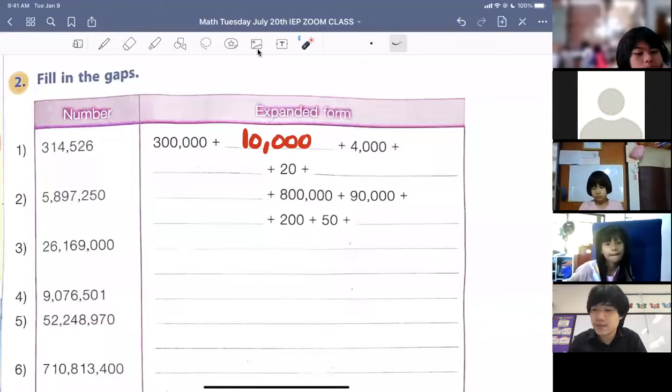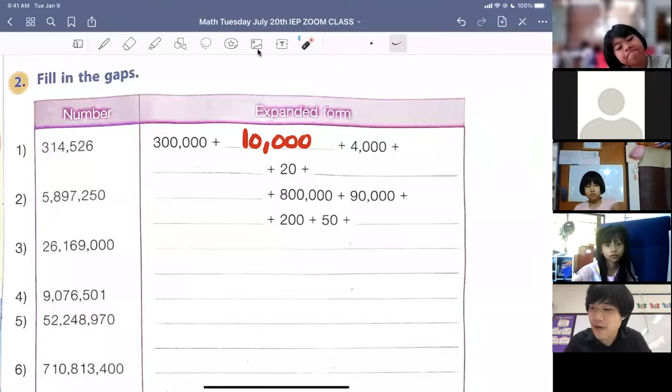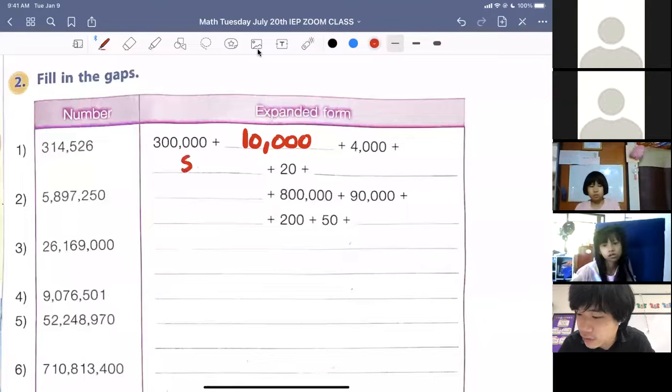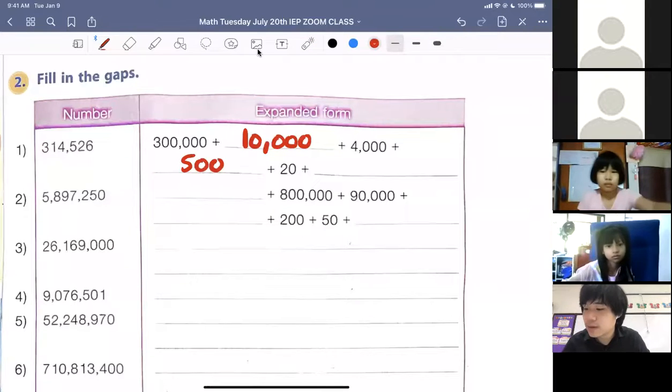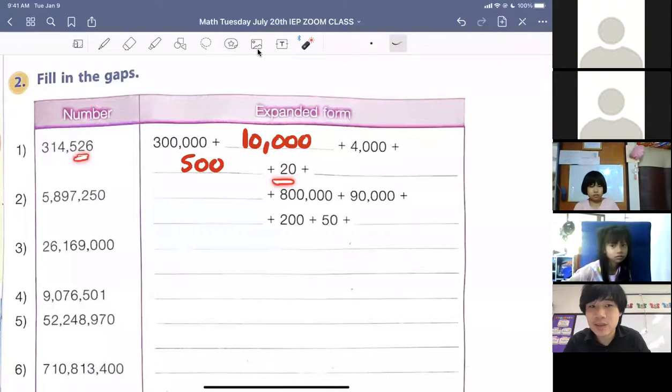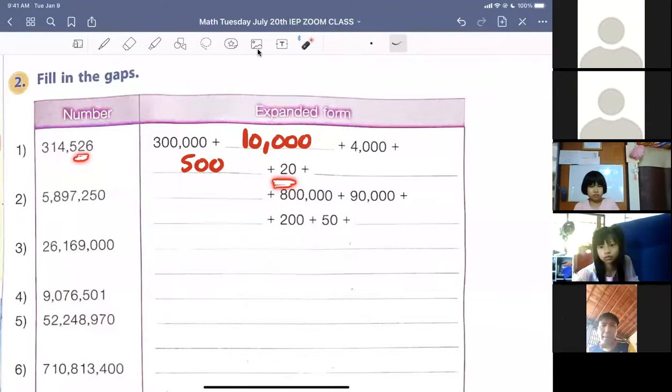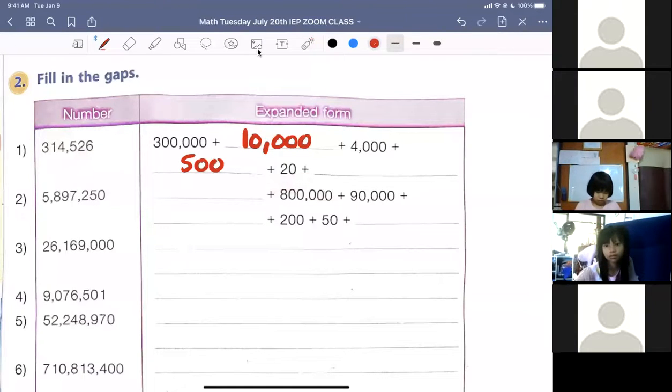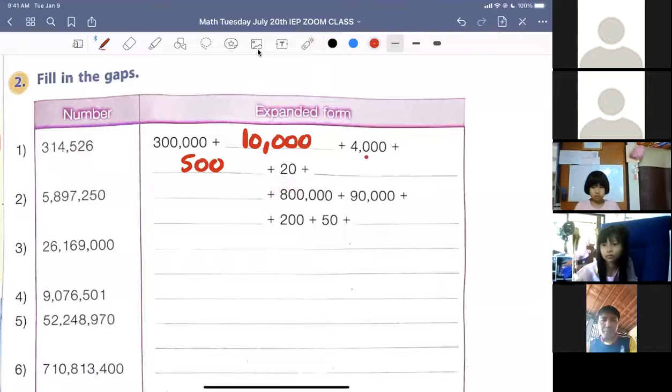5. 500. Very good. I heard 500. Good. All right. Plus 20, because this 2 represents 20. It's in the tens. And then plus, what is this last number? Very good. Plus 6. Awesome. Good.